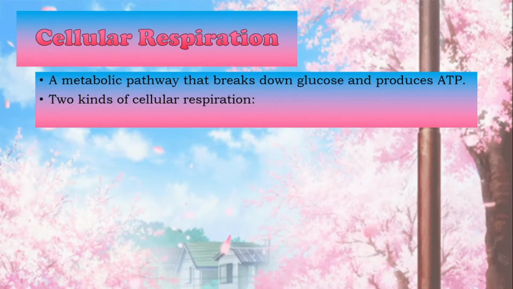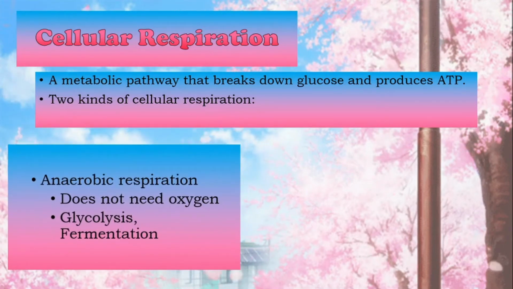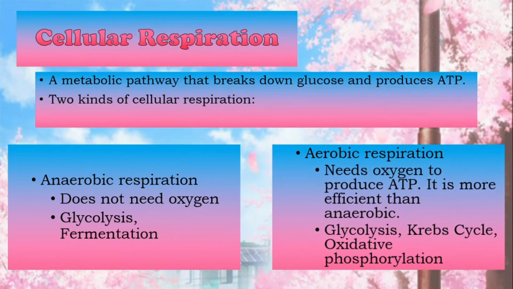There are two kinds of cellular respiration. First is the anaerobic respiration, which does not need oxygen. Processes included in the anaerobic respiration are glycolysis and fermentation. The second kind of cellular respiration is the aerobic respiration. It needs oxygen to produce ATP and it is more efficient than anaerobic. Processes include glycolysis, Krebs cycle, and oxidative phosphorylation.